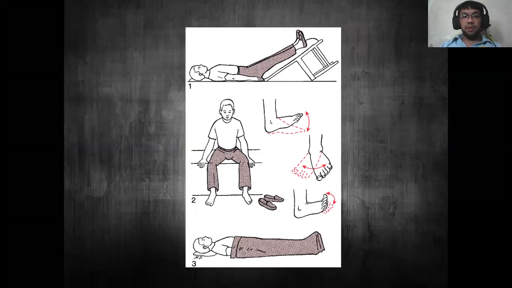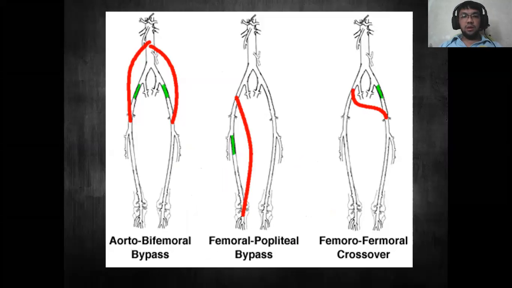So this is an example of the Buerger-Allen exercise where they rotate, do plantar flexion and dorsiflexion of their feet, and they elevate the feet every 2 to 3 minutes. So this is how the bypass surgery is done with patients who have plaque formation of the arteries of the lower extremities. So most probably they are going to use the saphenous veins in doing this bypass surgery.